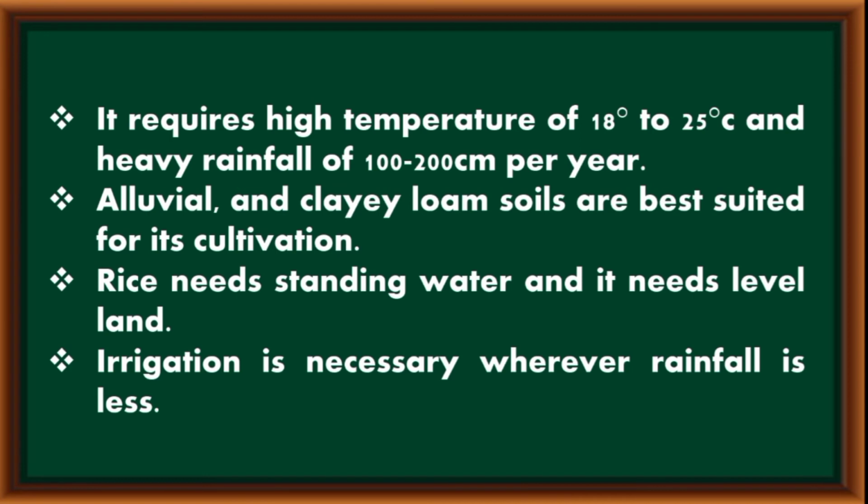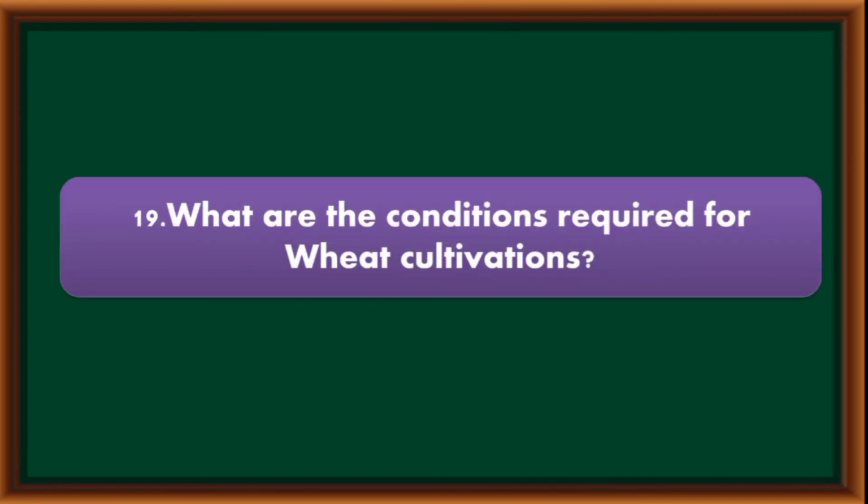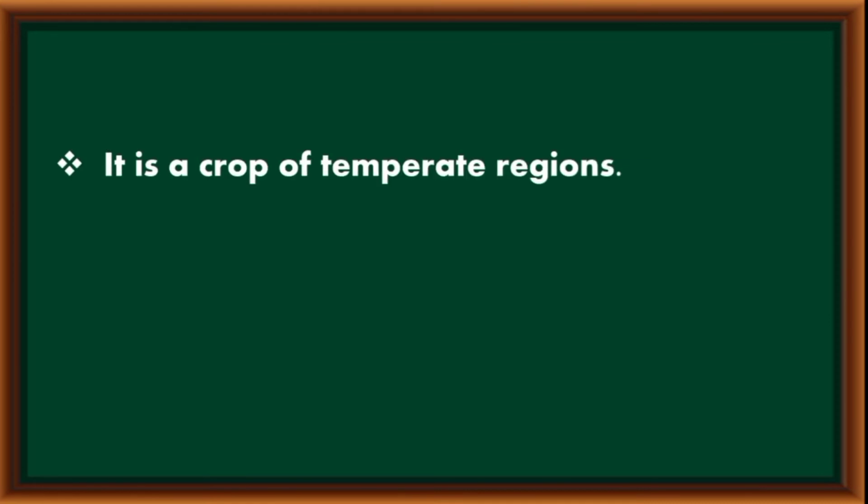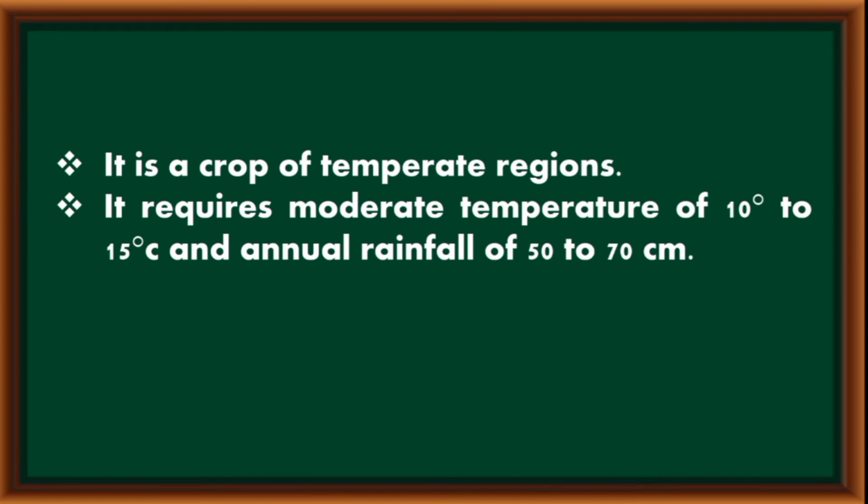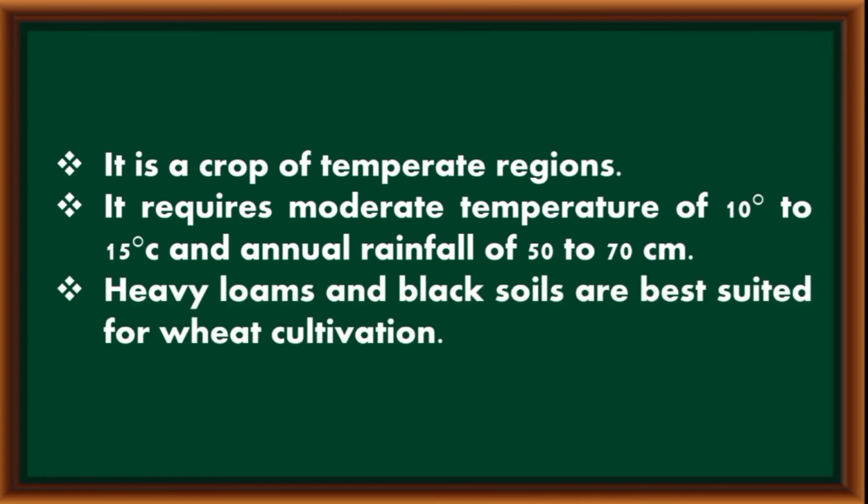Let's move to question number 19. What are the conditions required for wheat cultivation? The conditions required for wheat cultivation are: It is a crop of temperate regions. It requires a moderate temperature of 10 degrees to 15 degrees Celsius and annual rainfall of 50 to 70 centimeters. Heavy loams and black soils are best suited for wheat cultivation. These are all about the conditions required for wheat cultivation.